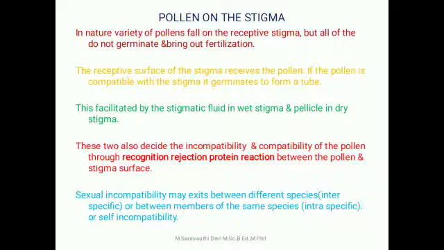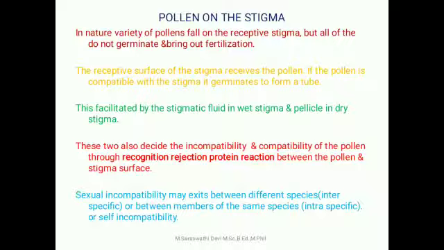Pollen on the stigma. In nature, a variety of pollens fall on the receptive stigma, but not all the pollens germinate and bring about fertilization. The receptive surface of the stigma receives the pollen. If the pollen is compatible with the stigma, it germinates to form a pollen tube. This is facilitated by the stigmatic fluid in wet stigma and the cuticle in dry stigma.